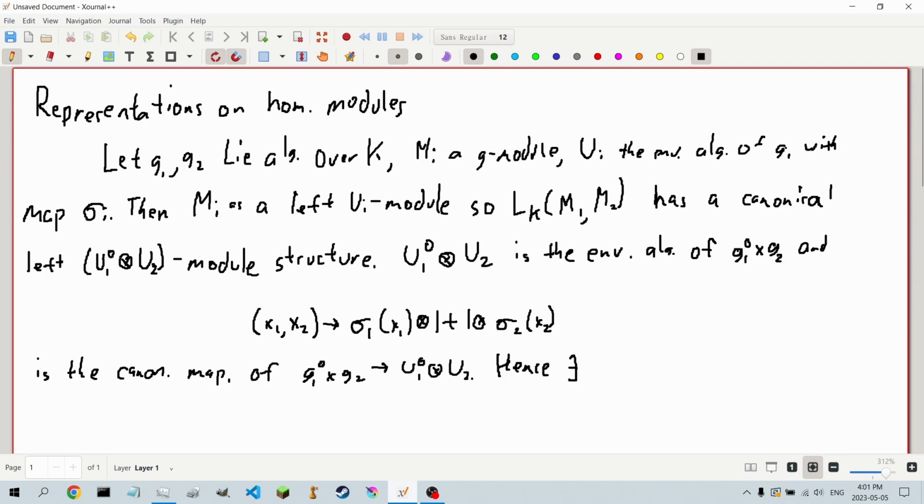Hence, there exists, we can reduce our module structure down to G1 opposite times G2.